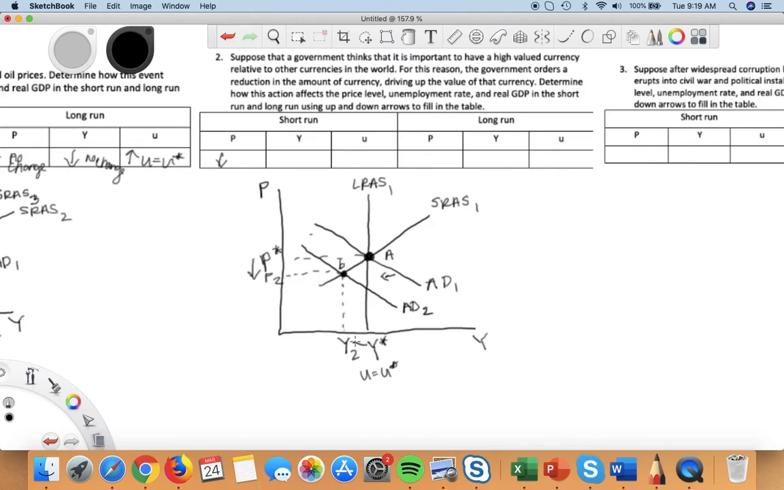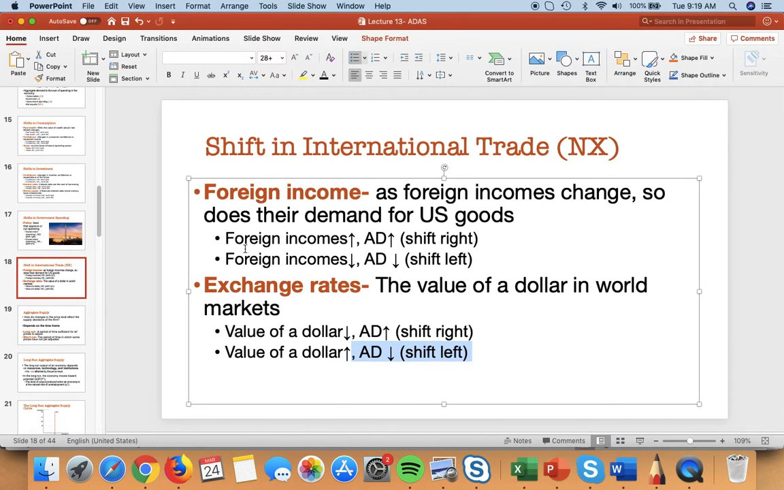I've got lower GDP, so GDP decreases, and my GDP is lower than my potential, so we're in a little bit of an economic contraction. So that means unemployment is actually high. U is greater than U star here. So unemployment is going up. U is greater than U star. Okay, so that's our short run equilibrium.